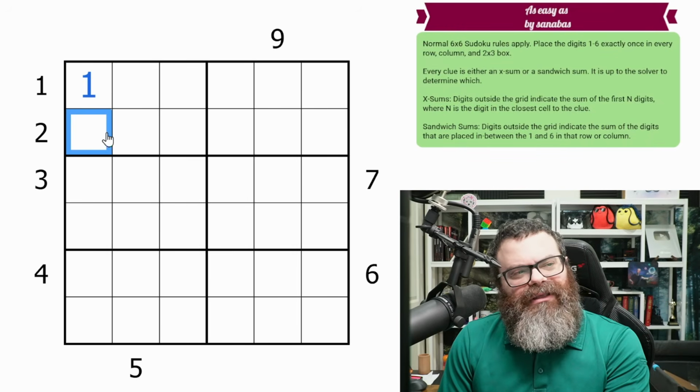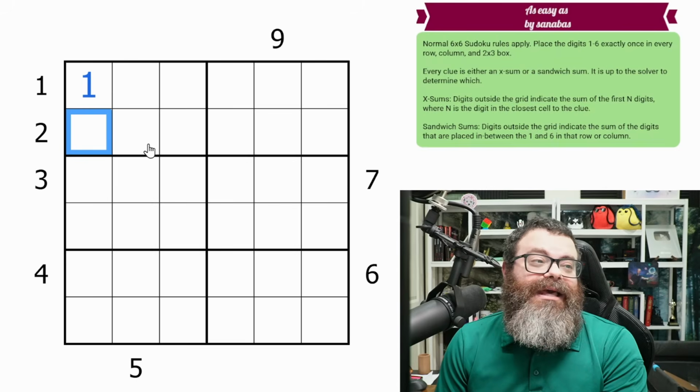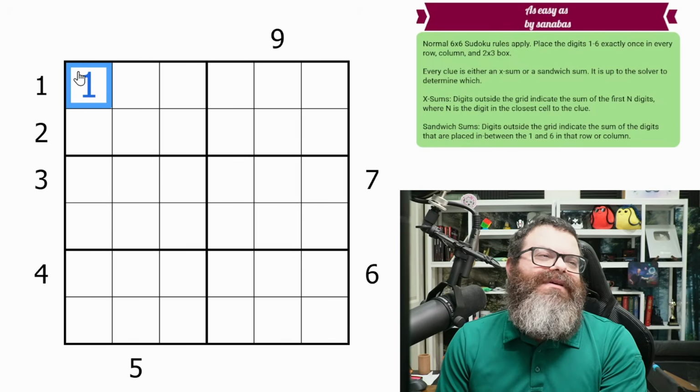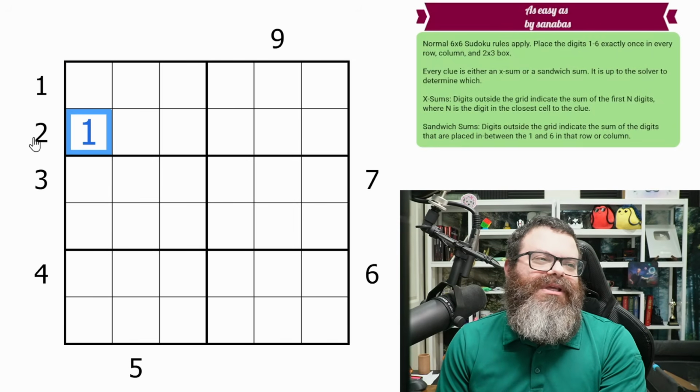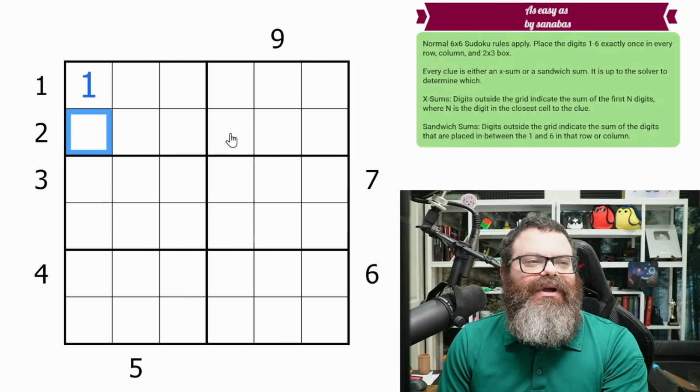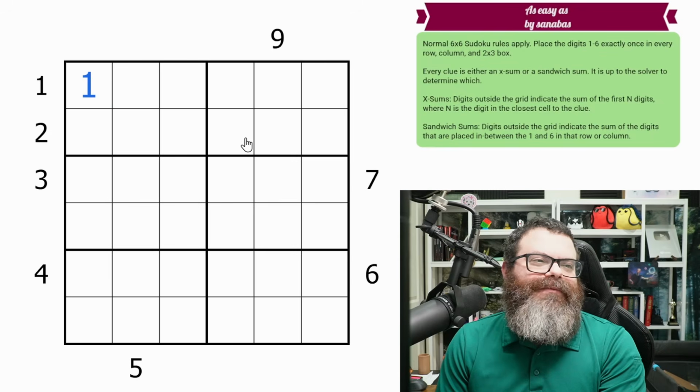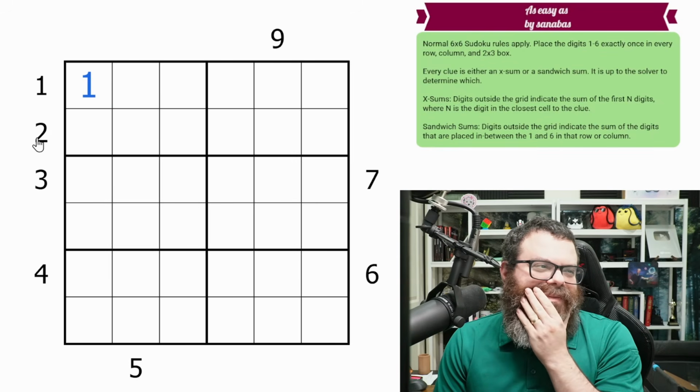A 2 is not possible with X sums. Because you can only add to 2 with a single cell, but if you're going to use a single cell, you're putting a 1 there. So even if this 1 wasn't placed here, if this 2 was the only clue in the grid, we would still know that the 2 was impossible. Because if we want to use 2 cells, we're going to exceed 2. If we want to use 1 cell, we're going to be lower than 2. So this is a sandwich sum. And it means that we have a 1 somewhere and a 6 somewhere, 2 squares away with a 2 in between. But I don't know where that's happening. But that's a sandwich.